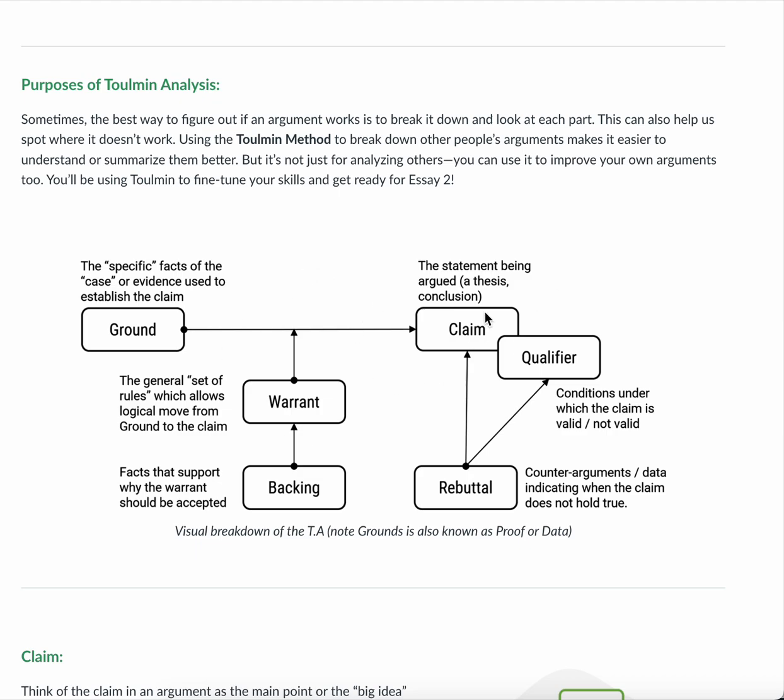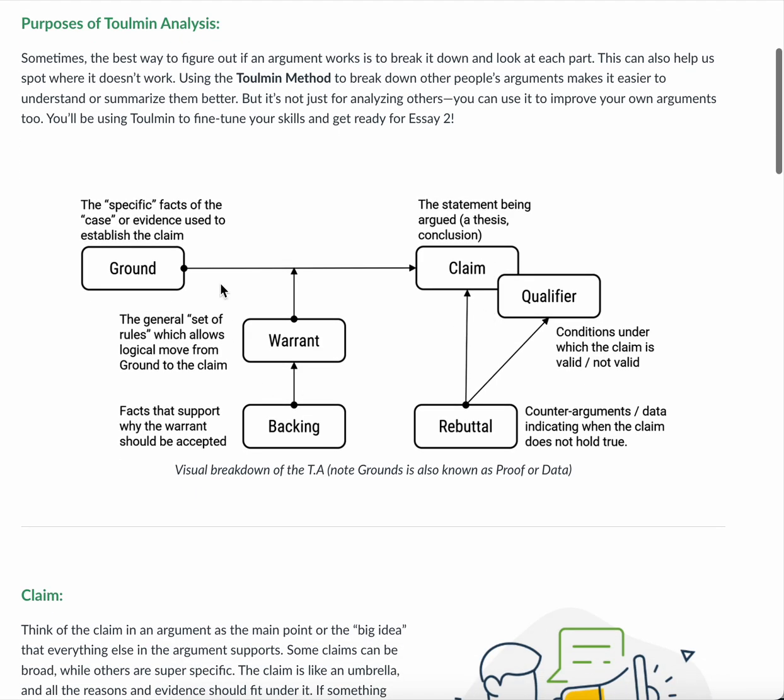Think of it as if you're taking apart a machine. You want to see how all of these parts work together and where they might break down. So let's walk through each part of this model and take a closer look. This diagram visually represents how the Toulmin method works. We start with our claim. The claim is the main argument or conclusion that the writer is trying to prove.